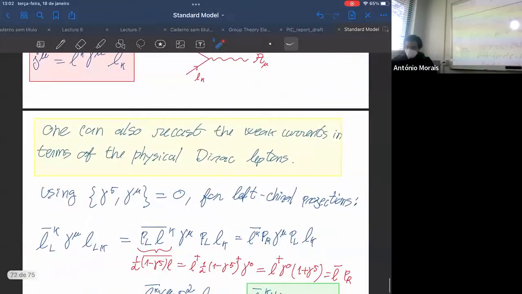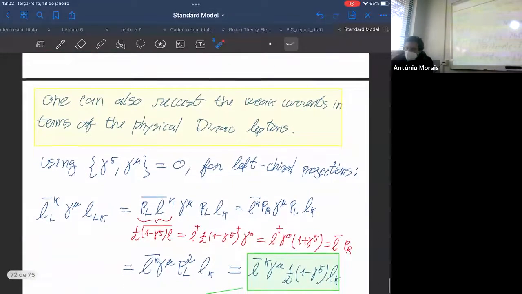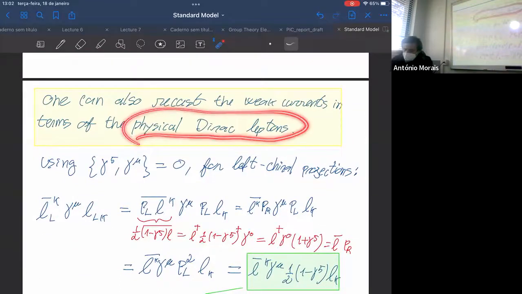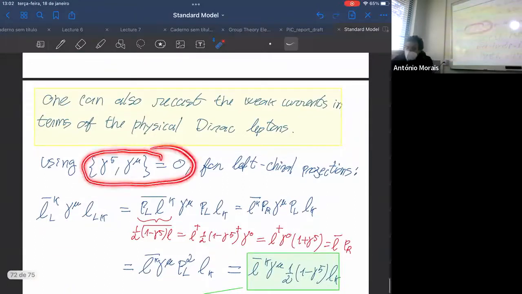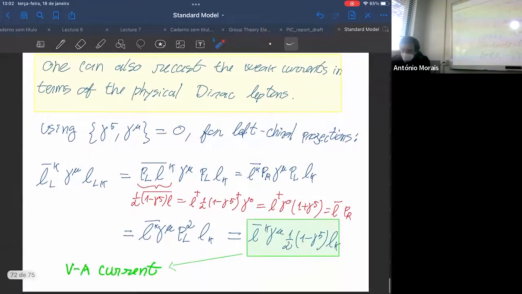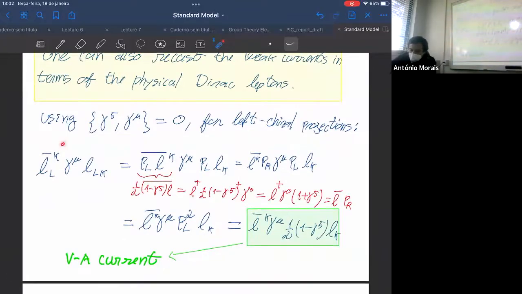But we can also recast the weak currents, so we are almost finishing. We can recast the weak currents in terms of the physical Dirac leptons. Again, we should recall the anti-commutation relation between gamma 5 and gamma mu. And it's possible to show, now we pick up all these current densities. So the LL here is a vector, transformed as a vector, but if you pick up the chiral projections, you put L here and take the left-handed projection, the chiral projection, which is what you have here, and the other one here.